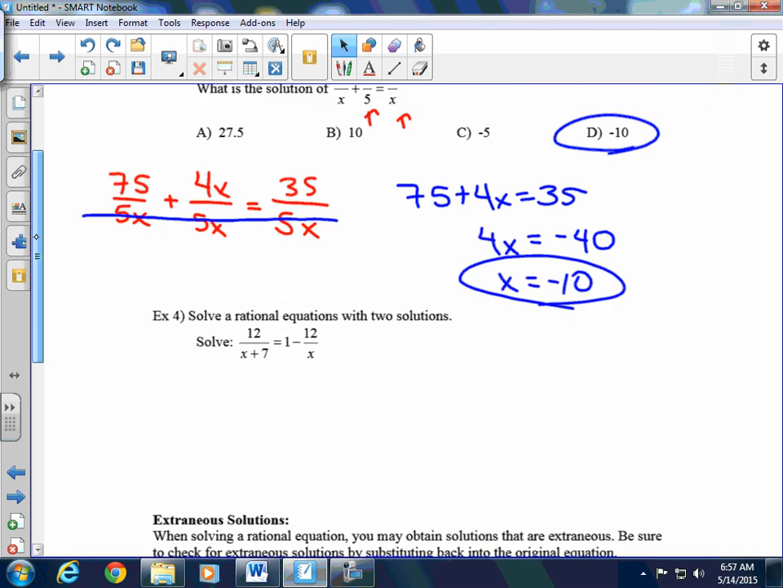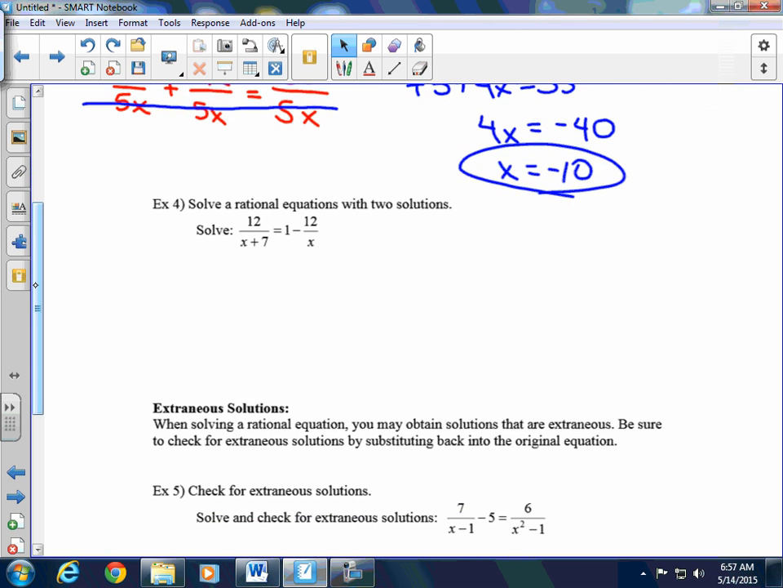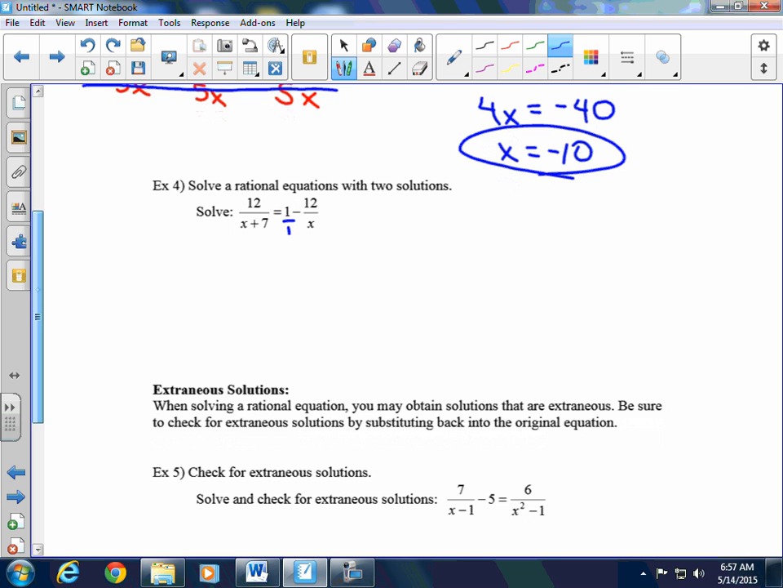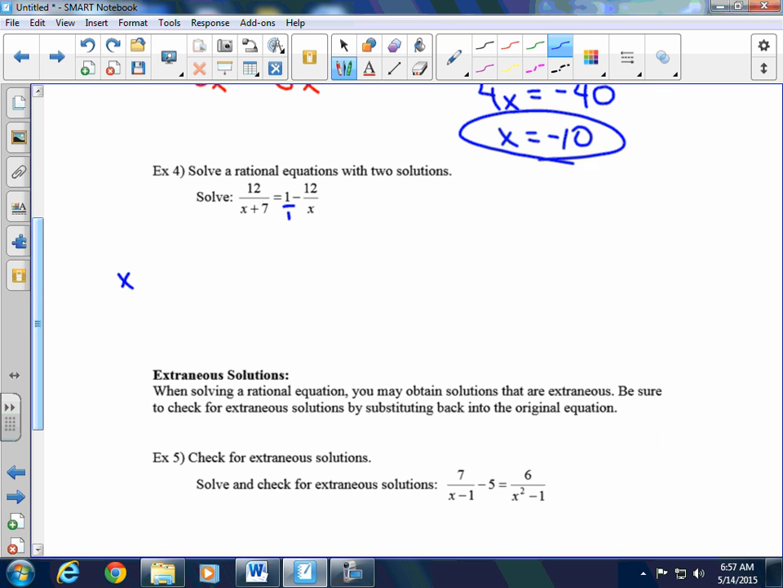So jumping down to example 4, again, notice that we have a rational equation here. We have 3 fractions. Well, if there's nothing under that one, it's just 1. So again, we're going to do the same thing. We're going to get a common denominator. And in this case, it's x times x plus 7. So I'm going to do that for all of my denominators, x times x plus 7. And I'm just going to write them under here.